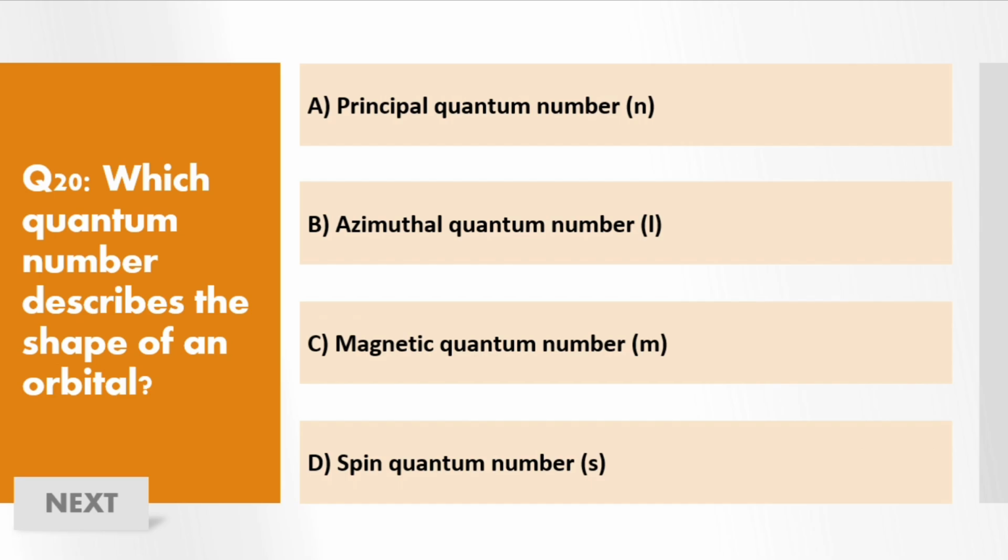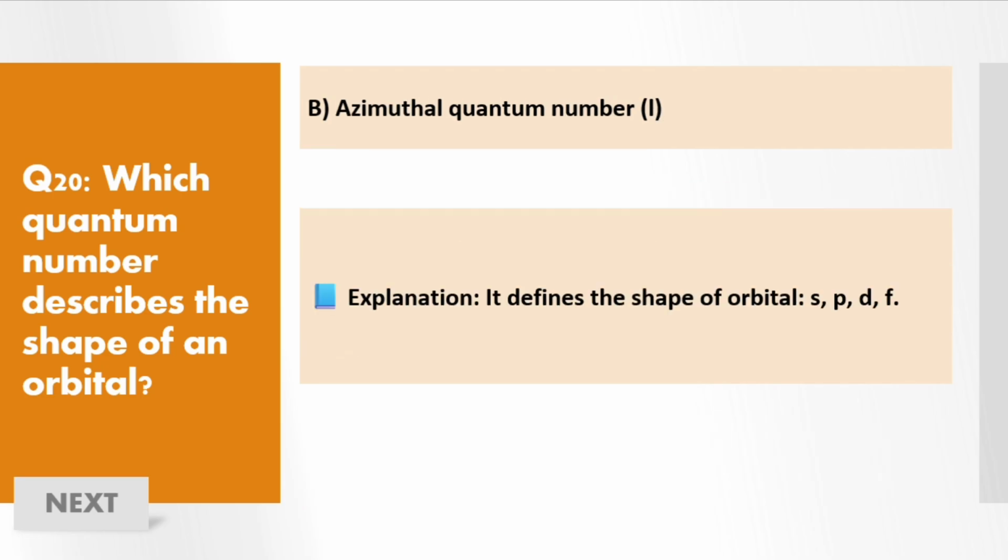Q20. Which quantum number describes the shape of an orbital? A. principal quantum number, N, B. azimuthal quantum number, L, C. magnetic quantum number, M, D. spin quantum number, S. Correct answer: B. azimuthal quantum number, L. Explanation: It defines the shape of the orbital: s, p, d, f.